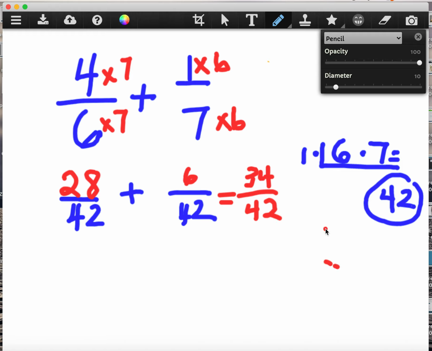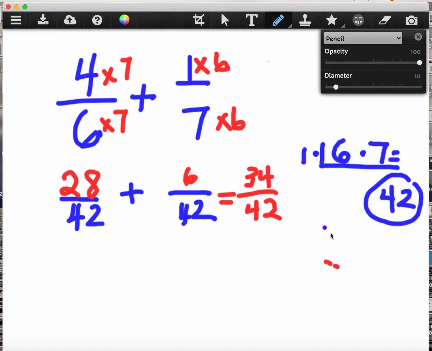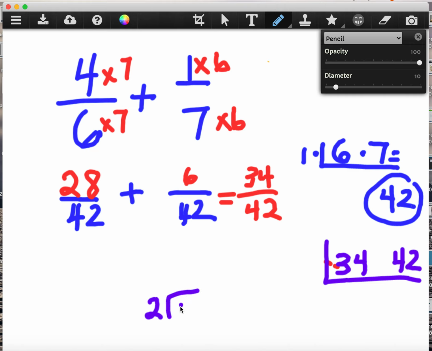So I'm going to come over here, change colors again, and I'm going to go ahead and put them in this method. 34 on top and the bottom denominator 42. And I say 2 can go into 34, and if I need to go over here and work it off to the side, I can do it, because I know it's an even number, right? 2 goes into 3 once. Subtract. 2 goes into 14 7 times. So 17. 2 times 17 gives me 34.